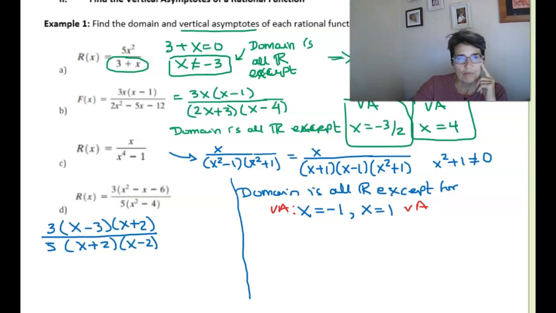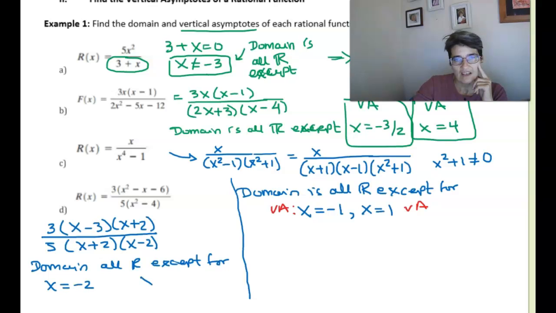Okay? So the domain is going to be all real numbers except for x equals negative 2 and x equals positive 2. Alright? Now go back to this function. You can see that x plus 2 cancels out. Okay? This means that this right here is not a vertical asymptote. This is a removable discontinuity.